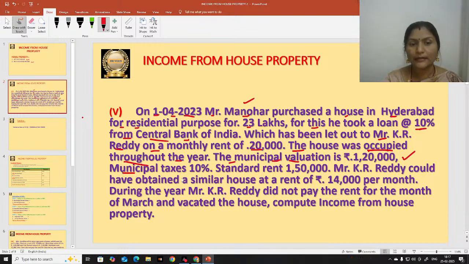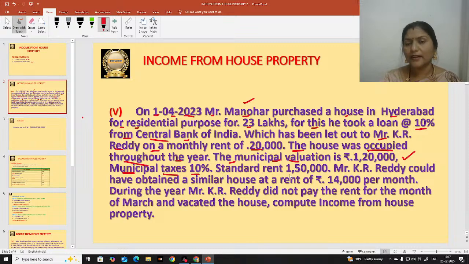Next, municipal taxes. Municipal taxes are 10%. Municipal taxes we also give as a deduction, where from GAV, the gross annual value, we deduct municipal taxes, that is 10%. Whenever a percentage is mentioned for municipal taxes, that percentage should always be calculated on MRV. So municipal taxes we always have to calculate on municipal rental value. So municipal rental value is 1,20,000. So we have to calculate 10% on that. We will get the municipal taxes.